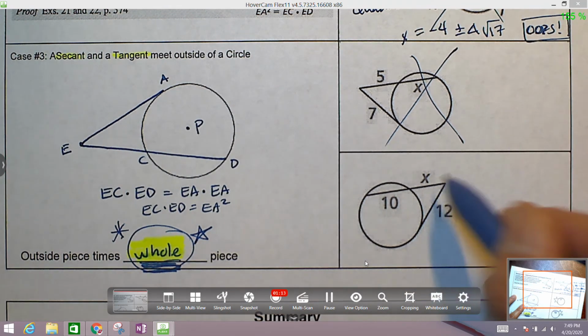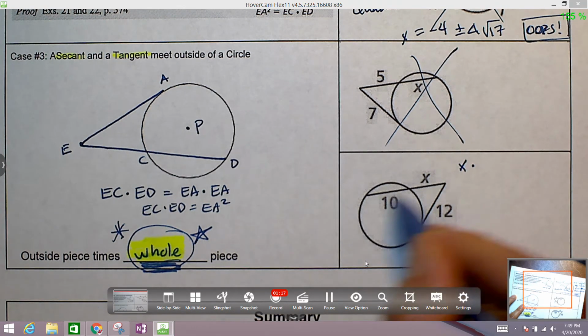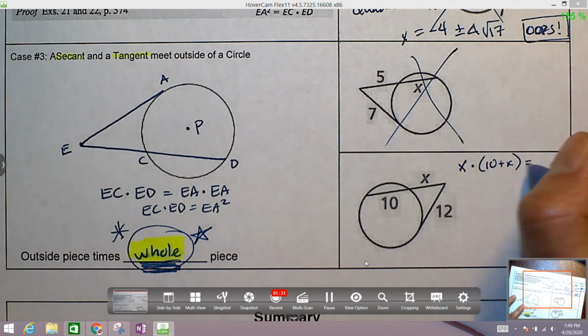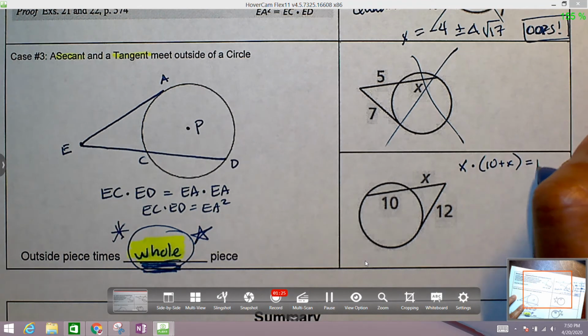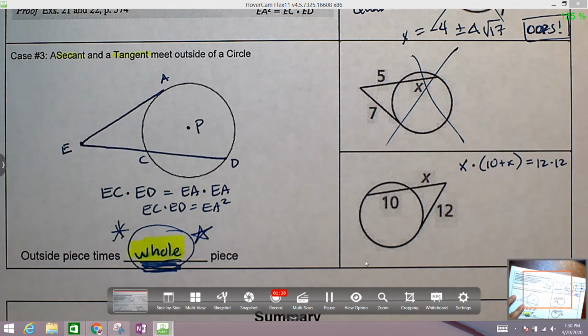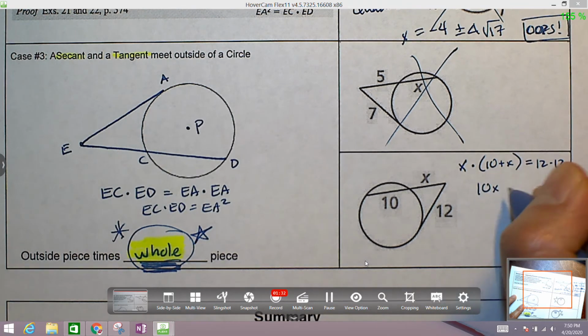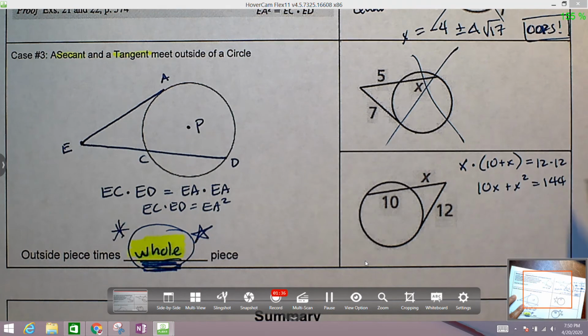The outside piece is x. The whole piece is 10 plus x. Then on the tangent, the outside piece is 12, and the whole piece is also 12. Let's go ahead and distribute the x, so you get 10x plus x squared equals 144.